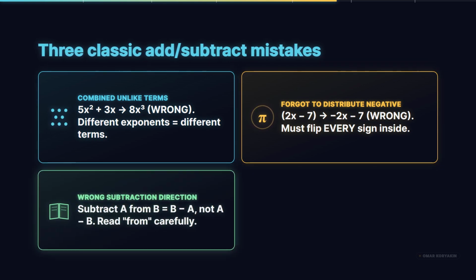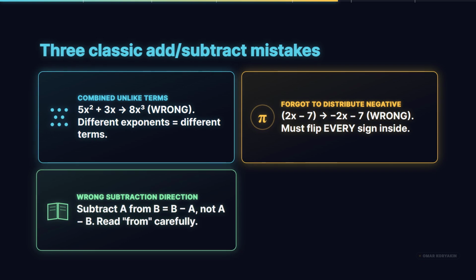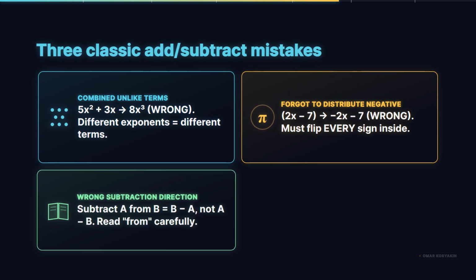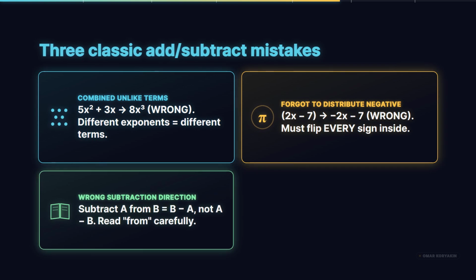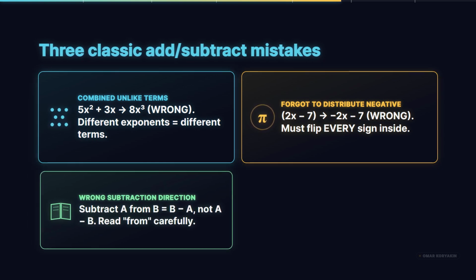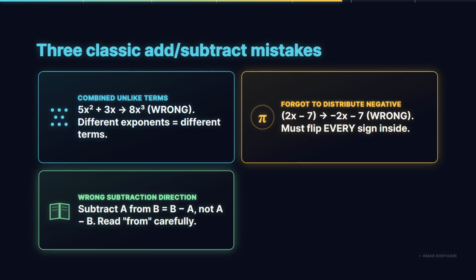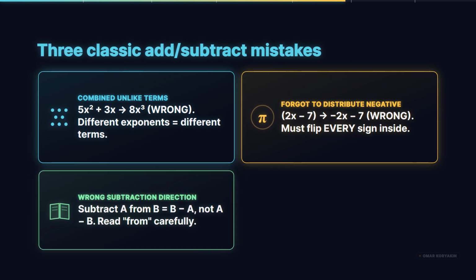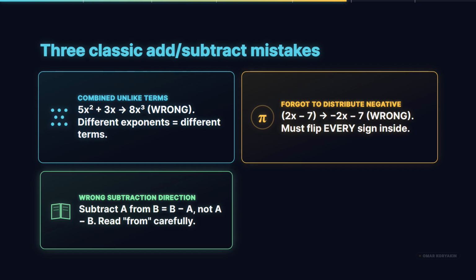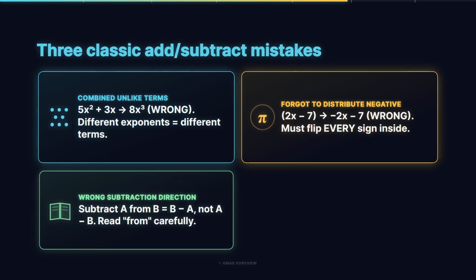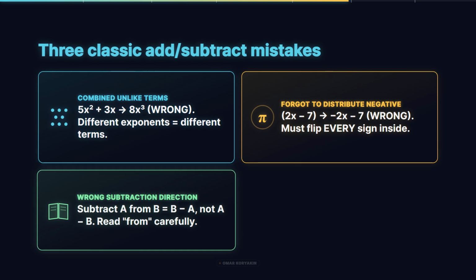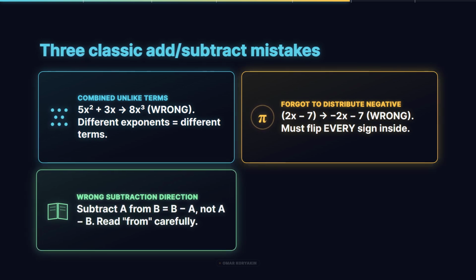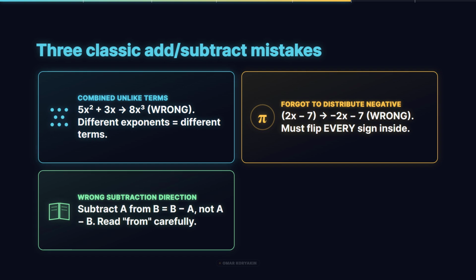Third mistake: reversing the direction of subtraction because of the English wording. A student reads subtract a from b and computes a minus b, when the correct interpretation is b minus a. The English phrase subtract x from y means take x away from y, so the result is y minus x. The fix is to write the problem in symbolic form before starting any algebra. Identify which polynomial is being taken away: the one after the word from is taken away, and which polynomial it is being taken away from: the one after the word from is the starting polynomial.